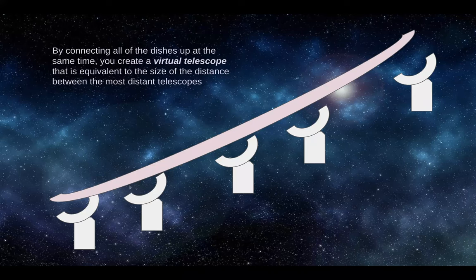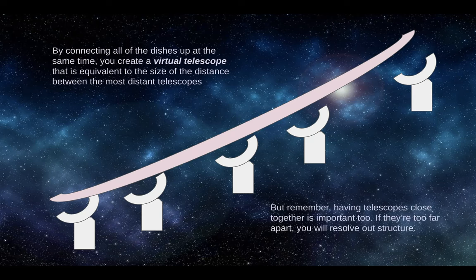And so that is basically how VLBI works. As I said, I actually don't think it's that complicated to get a bit of a hand-wavy feeling for how it works. Of course, the details of it are far more complicated, and there are people that can explain that better than I can. But I think that it's much more important to get a feeling intuitively for what's going on before diving into the maths and that sort of thing. But that's just me. So as I said, remember, having telescopes close together is important too, because if they're too far apart, you'll actually resolve out structure, and obviously, if you're missing details like this, you'll just not see everything, and you could make mistakes in the science that you're trying to do.